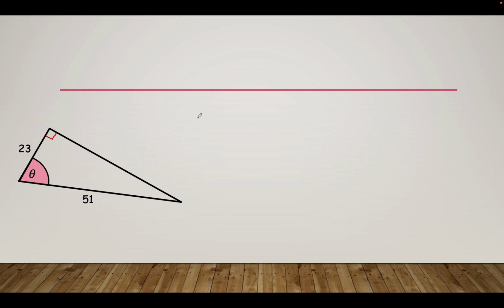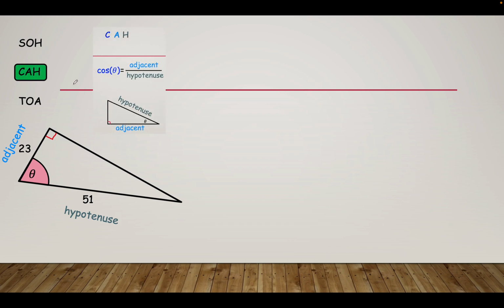Let's take a look at another example. Sometimes we're going to see this symbol. This symbol is called theta, and it's a Greek symbol for an angle measure. We need to identify the sides. Across from the right angle, that's our hypotenuse. Right next to, that's our adjacent. So if we look at our mnemonic device, adjacent, hypotenuse, that's going to be our cosine. So this is our function, our equation we're going to set up.